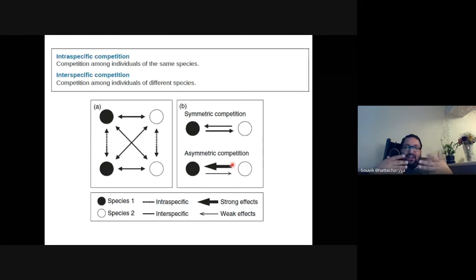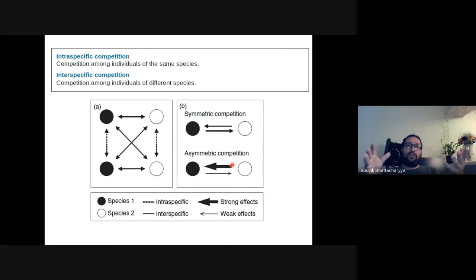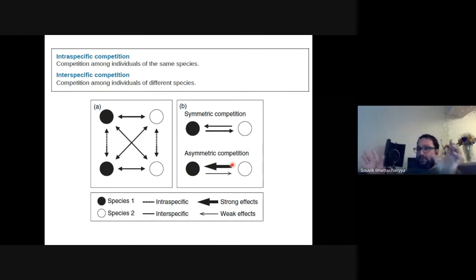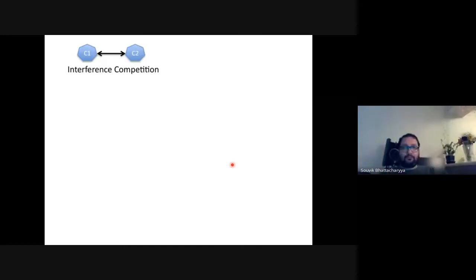But this is a very qualitative or generic way of saying who is going to win, who is going to lose, who is going to survive. Can we actually use mathematical models to predict this? Well, there are some more things to consider before we go there, and that is, what kind of interactions are we talking about?